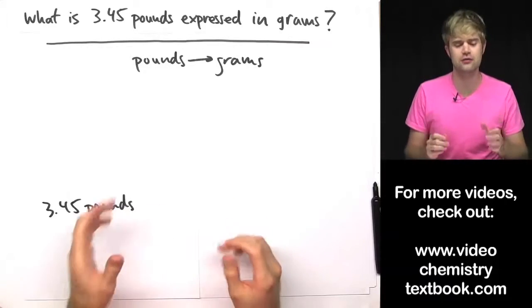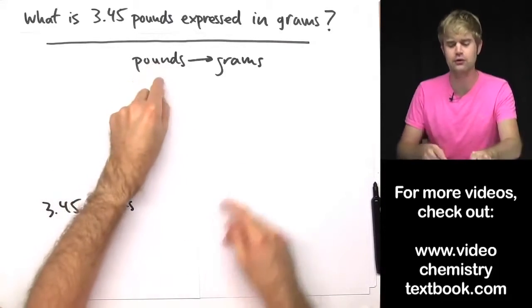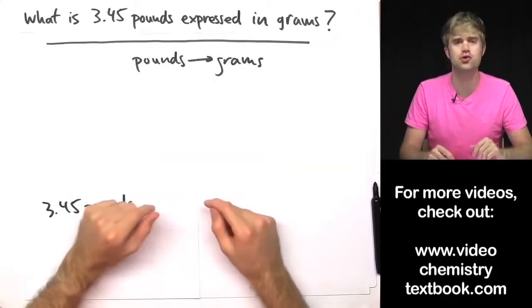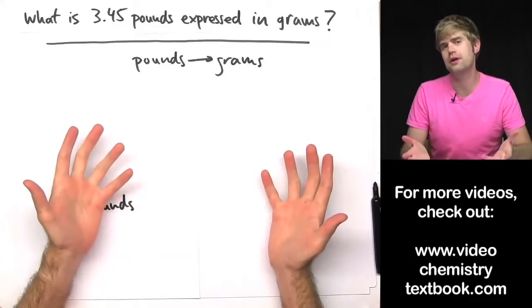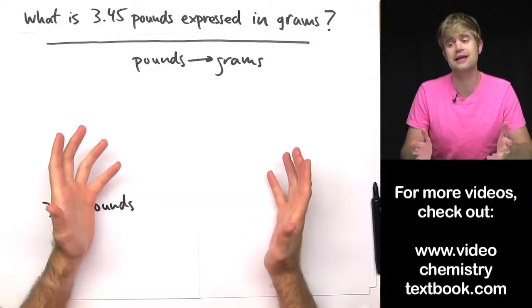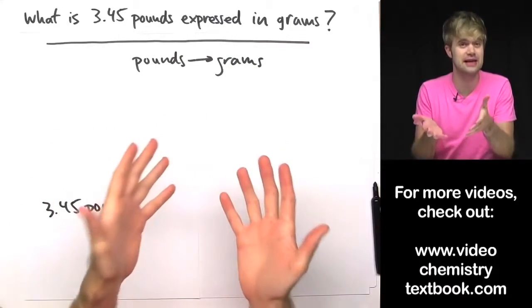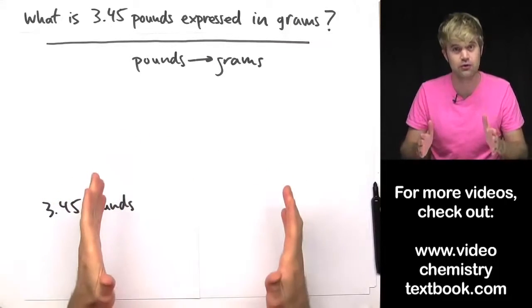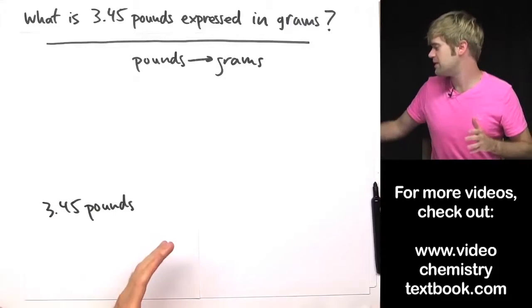Okay. The next thing that we've got to do is find some kind of relationship between pounds and grams. So how many pounds are there in how many grams? You can find this information on the internet. You can find it in a textbook. You can probably find it in the back of a notebook where they'll have a conversion table for the units. It's going to look something like this.